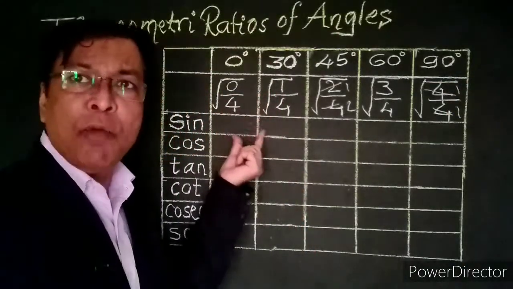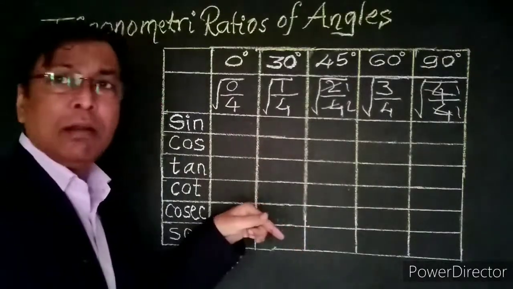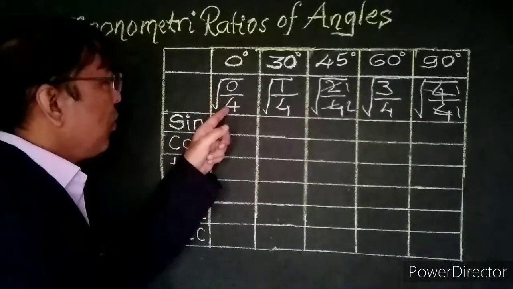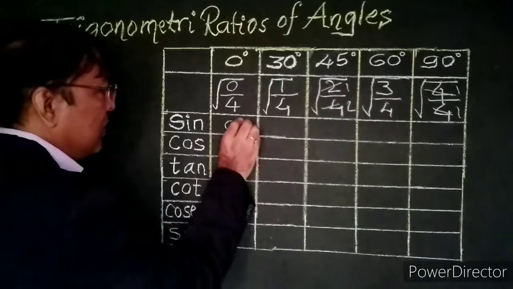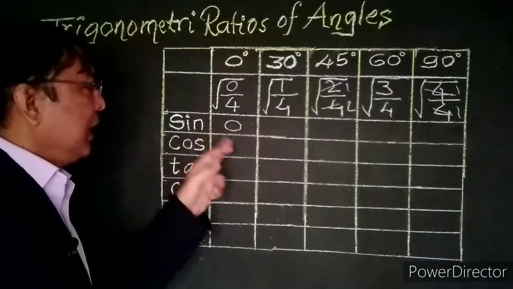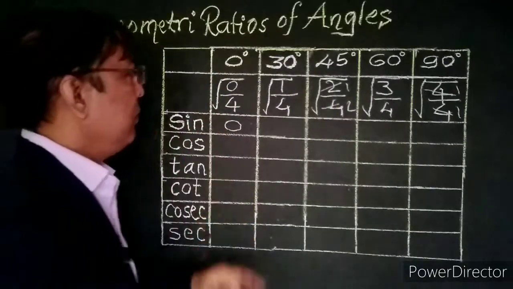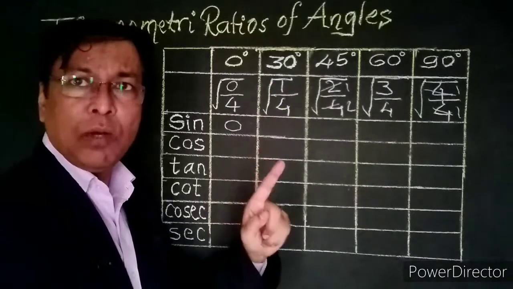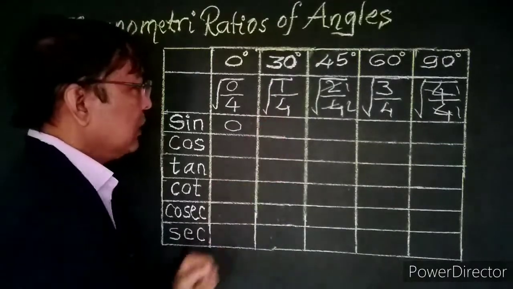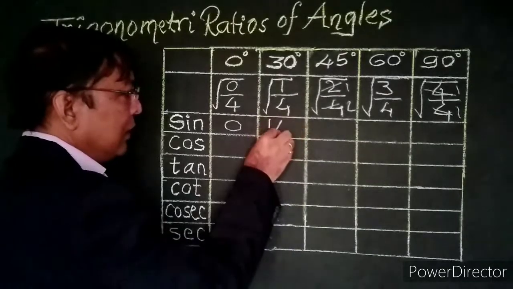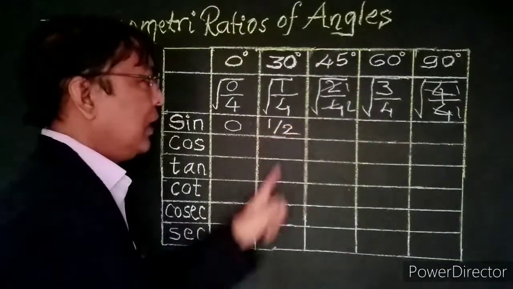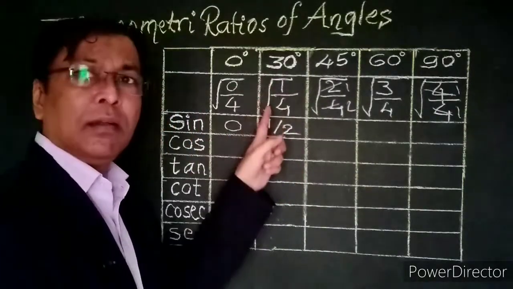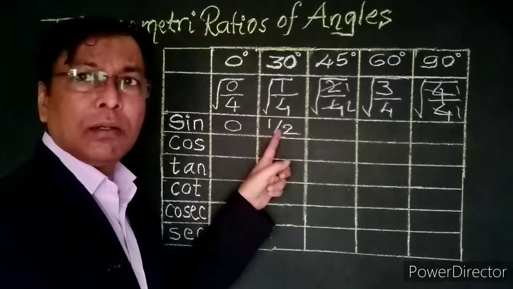Whatever simplified values we are going to get, they are the values for sine theta. Here 0 upon any number, that is 0. This means sine 0 is 0. Now sine 30. The square root of 1 is 1 and the square root of 4 is 2. So we get here 1 divided by 2. 1 upon 2. Here we get half. This means sine 30 angle is nothing but 1 by 2.